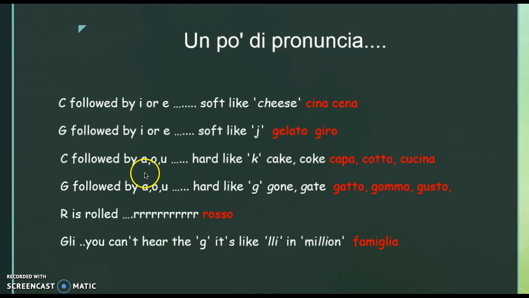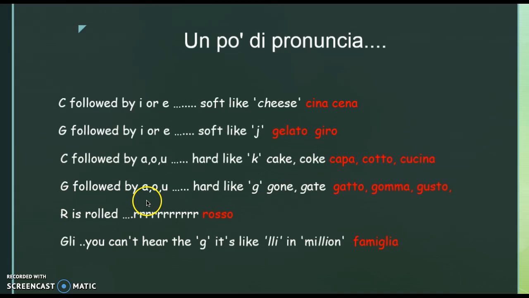C followed by A or U makes a hard sound like the English K, cake or coke. Cappa, cotto, cucina. Ka, ko, ku. Don't forget the CI makes the soft sound.